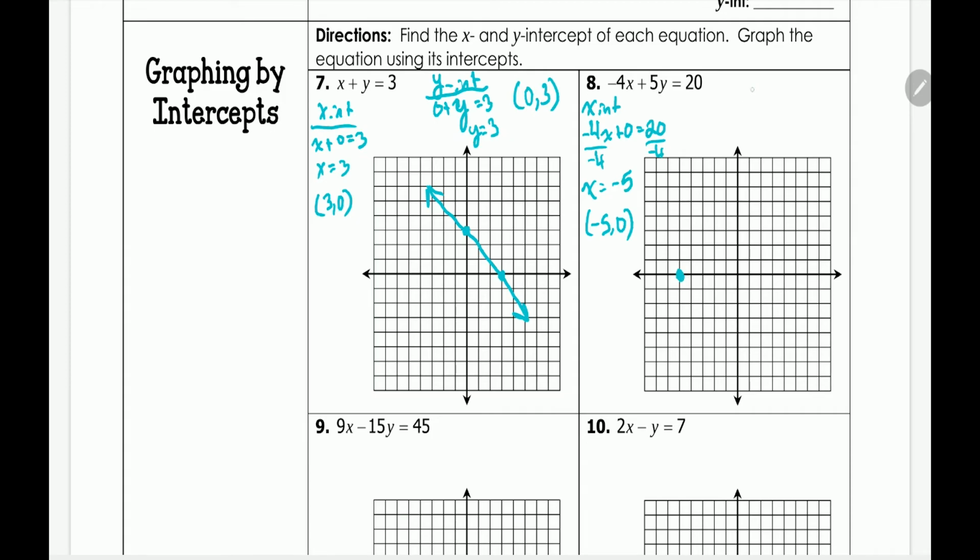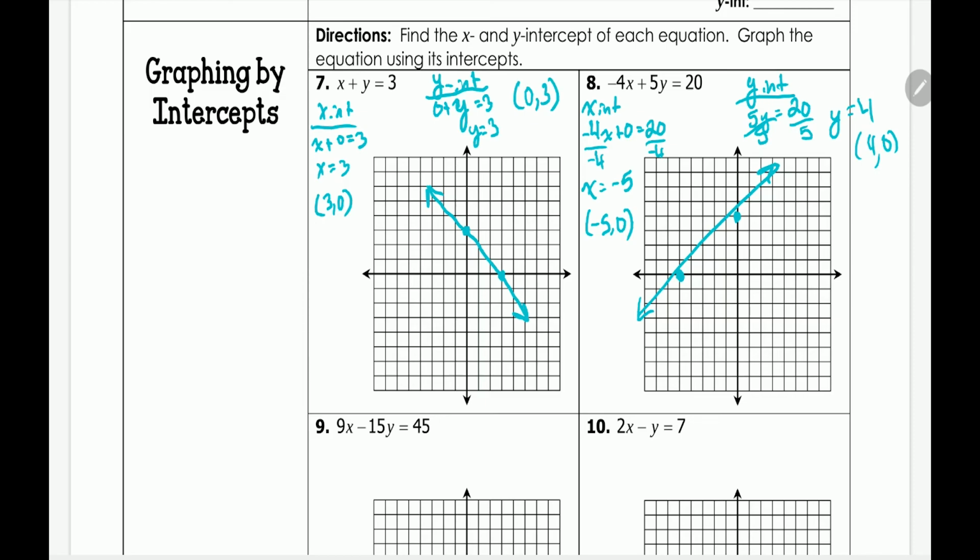And now let's find the y-intercept. At the y-intercept, we're going to set x equal to 0 and solve for y. So we have 0 plus 5y is equal to 20. We divide both sides by 5. And we have that y is equal to 4. So we're going to graph the point (0, 4). And that's going to be our second point. So (0, 4) is 1, 2, 3, 4, right here. Connect the points with a line. Add your arrows at the end.